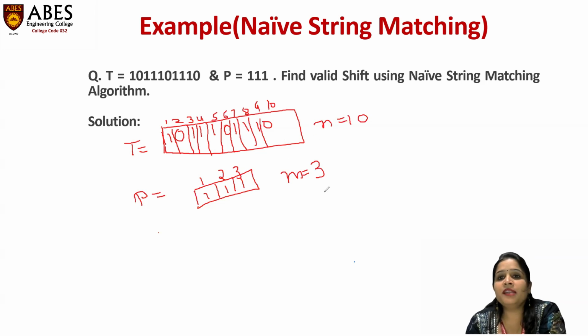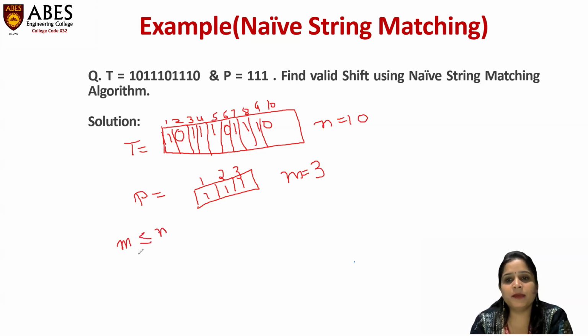The question is to find all valid shifts using the naive string matching algorithm. Here we just find all the valid shifts. Basically, we find this pattern in a given text array. The first condition for applying any string matching algorithm is that the value of m is always less than or equal to n. If this condition is satisfied, then only can we find a given pattern in a text array. Here you can see the value of m is 3, which is less than or equal to n.